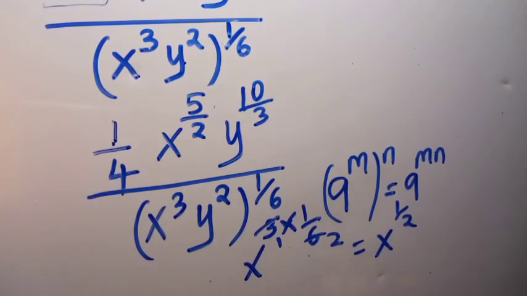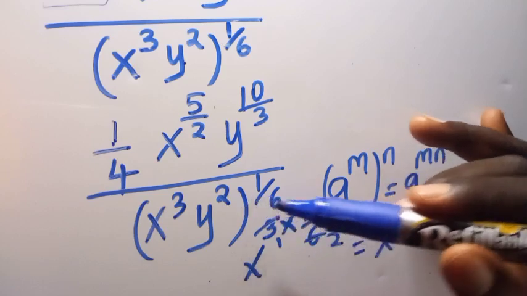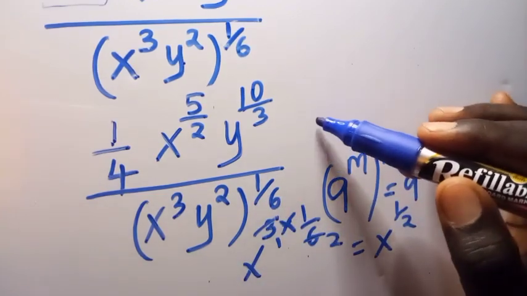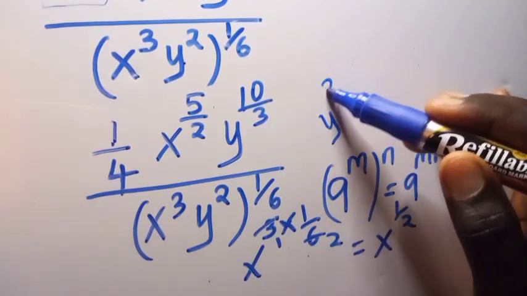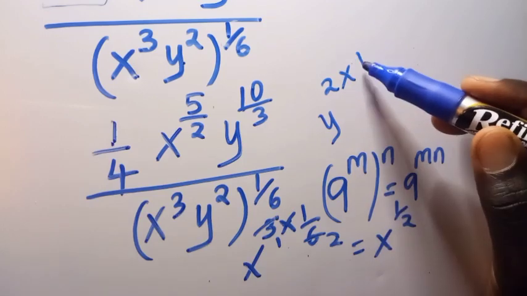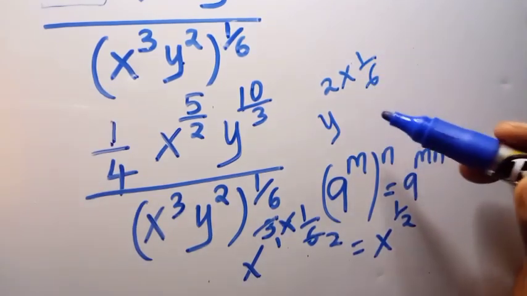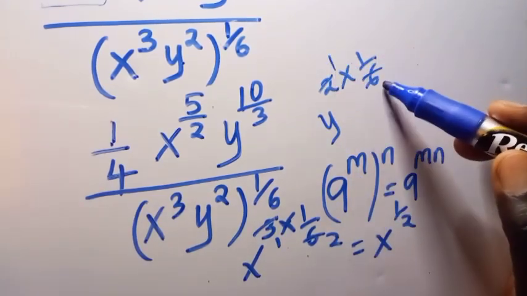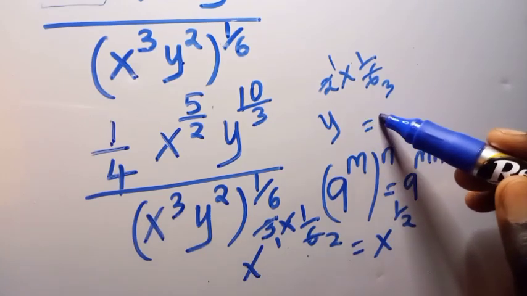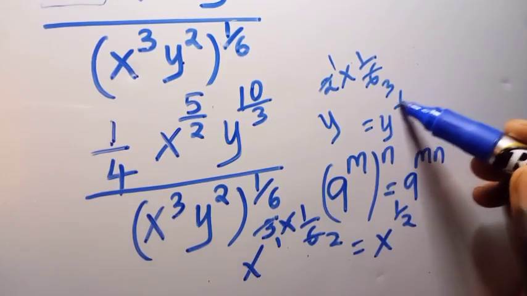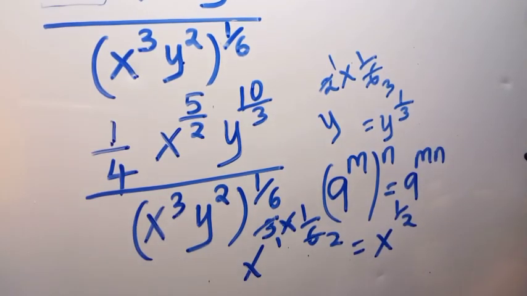Now, the same applies to y squared. That is y raised to 2, then times 1 over 6. So by 2, 1, by 2, 3. And now this is y raised to a third. That is y raised to 1 over 3.